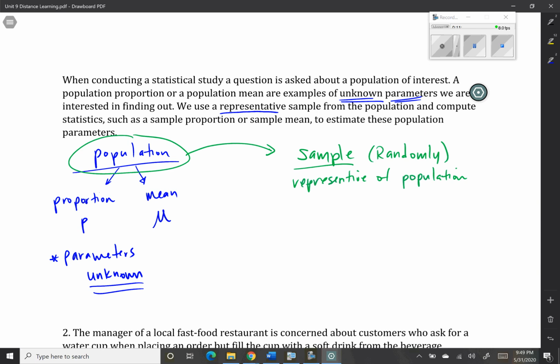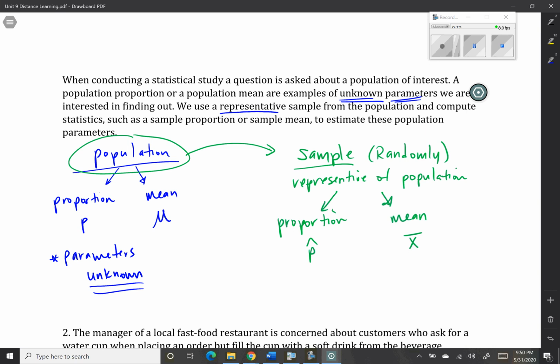From that sample, say it was 30 students, I can find a proportion or I can find a mean or an average from that sample. So from that sample, we have what's called a sample proportion, which has a fun symbol. It's called P hat, which is P with a little hat on top. And from that sample, we can also find a sample mean, which we know as X bar.